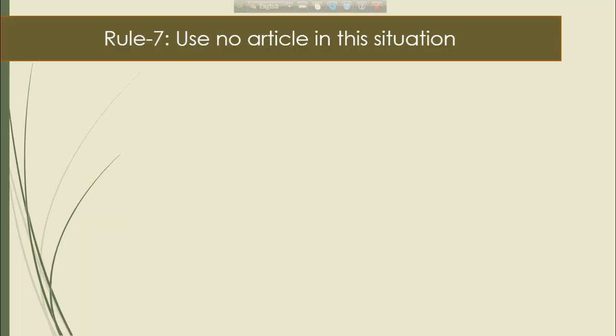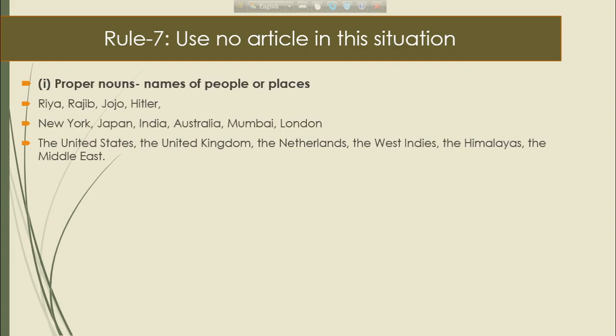So come to the next rule. This is rule number 7. Use no article in this situation. When we are speaking about persons, names of people or places, then we don't use an article. We don't say a Rajib, a Jojo, or a Hitler.